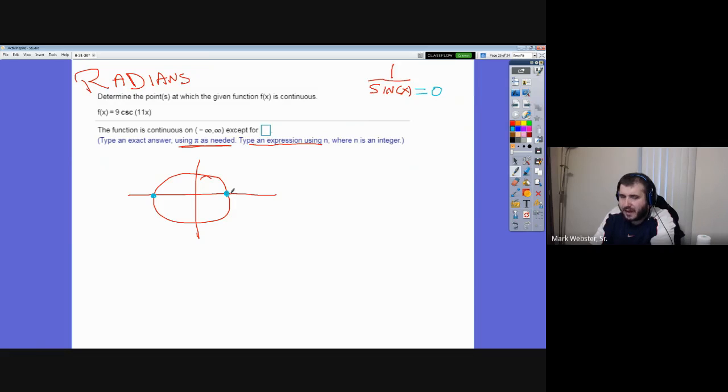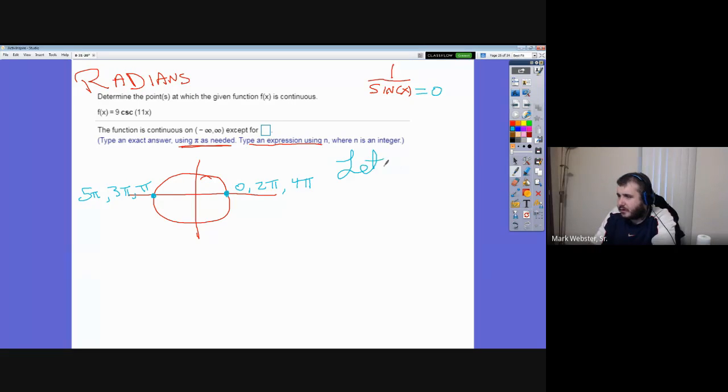Right? Here's where the y value is 0. So like 0, pi, 2 pi, 3 pi, 4 pi, 5 pi, and so on, right? So the thing of it is, we're saying, all right, well, here's the way that I was taught to write it down. You'll only have to write down the expression.